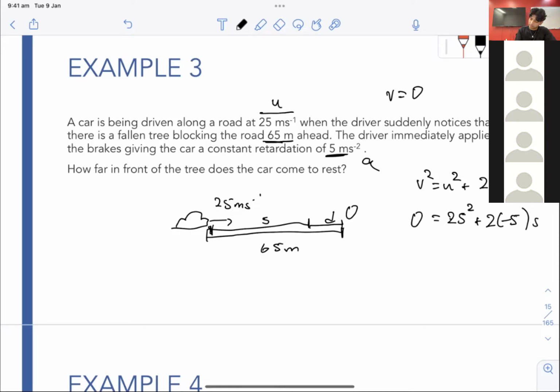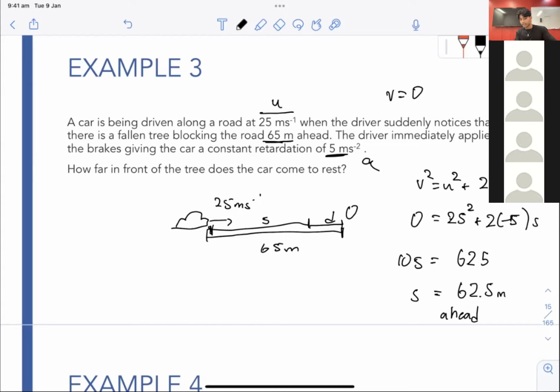Okay. All right. So if we rearrange this, we're going to get 10S equals 25 squared, which is 625. Therefore, S displacement is going to be 625 divided by 10, which is 62.5 meters ahead. Okay, so again, important to give a vector quantity a direction.